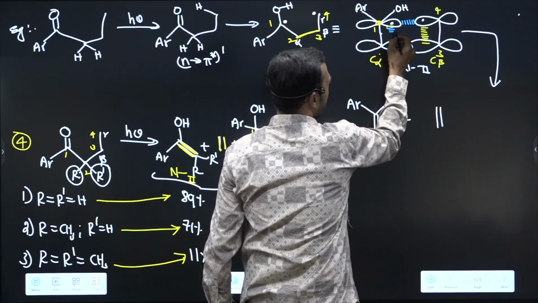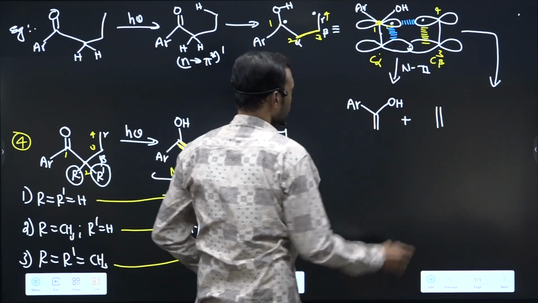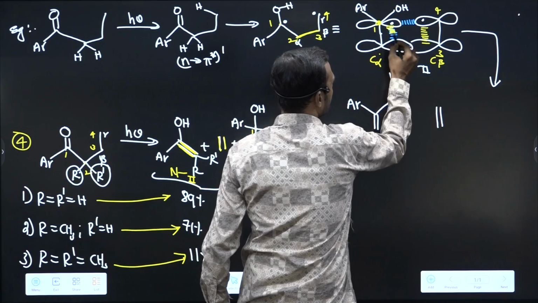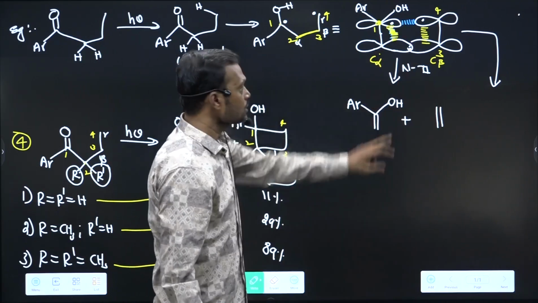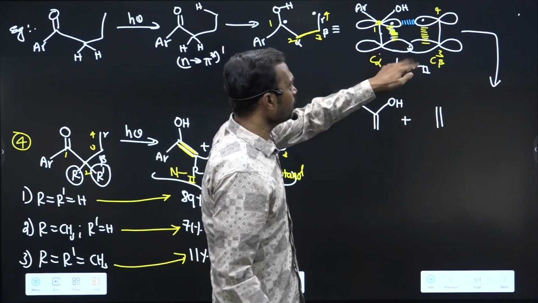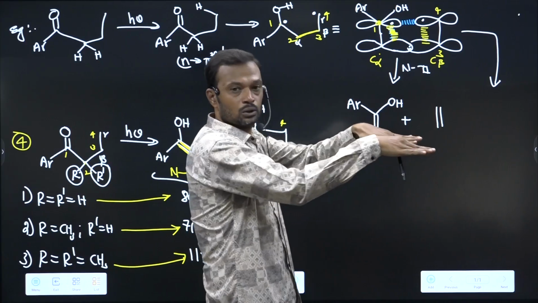This is sideways overlap, and this is linear overlap. Sideways overlap is strong only when these two radical orbitals and the sigma bond are both in one plane, like this. Both are in one plane.